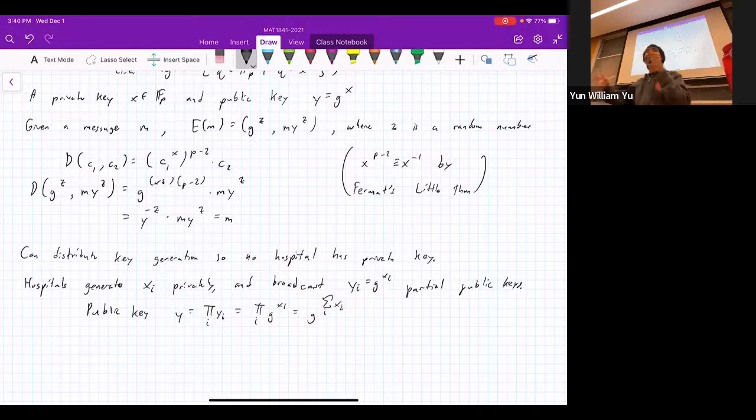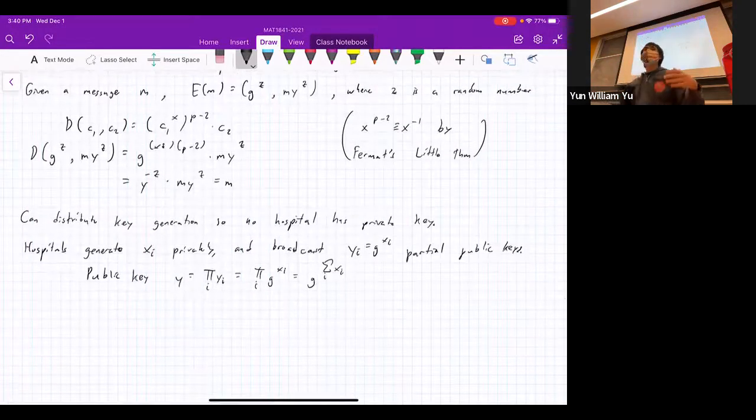So we have a public key that is shared between all the parties, and that everyone knows, and a private key that's broken up into pieces. And so no one party can decrypt. In order to decrypt, you need to have all of our hospitals coordinate together.